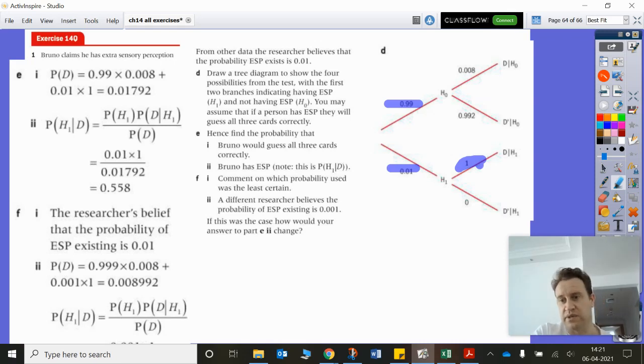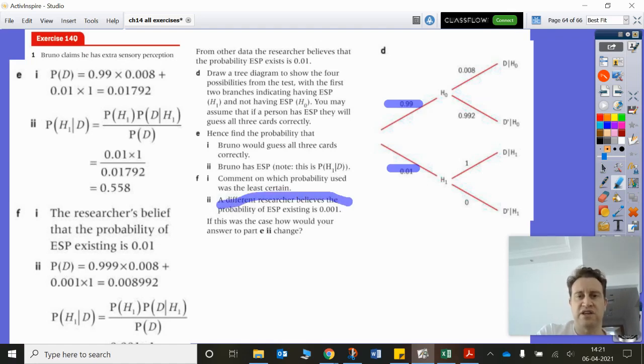Okay, so that to me is dubious as well. They've simply said the researchers believe that the probability of it existing is 0.01. Well, it depends on how rigorous the testing for that has been beforehand as well.